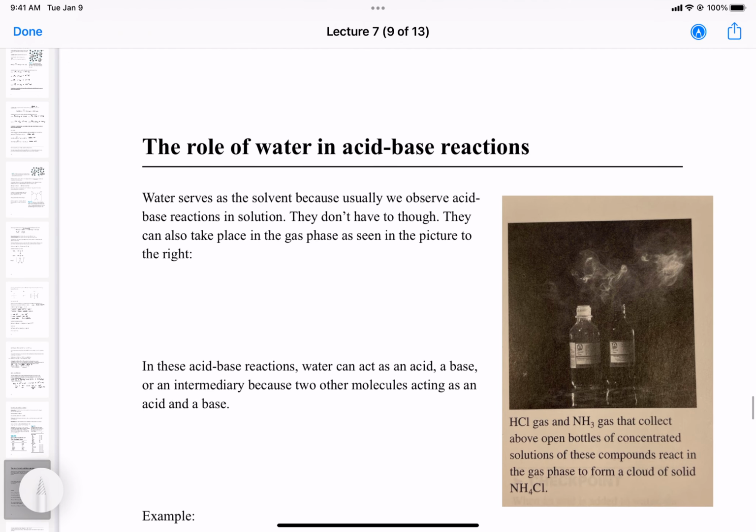So what does water do in our reaction? Well, water is usually the solvent, but acid-base reactions can happen in the gas phase. If you take this picture on the left, we have HCl gas and NH3 gas. We open the bottles, they collect, and they form this white mist, a cloud of white solid, and that's ammonium chloride. So it does happen in the gas phase as well, but we usually don't do reactions in the gas phase because they're very difficult to control. So we usually do them in solution.